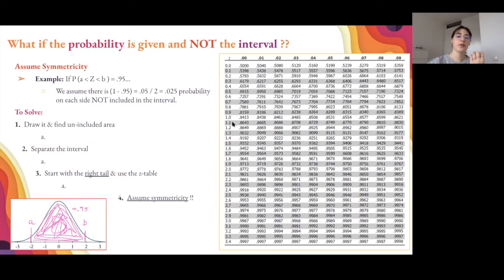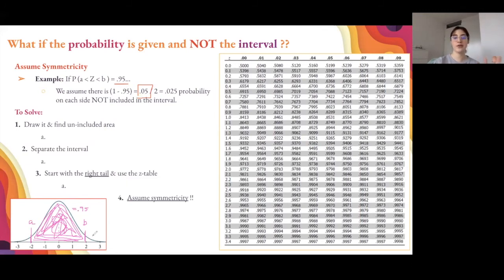And so what is not accounted for is written right here, 1 minus 0.95, because remember, the total probability, or the total area underneath the curve, is equal to 1. And the area that we've accounted for with this probability is 0.95. This means that we have 0.05 left over in total that this interval doesn't account for.